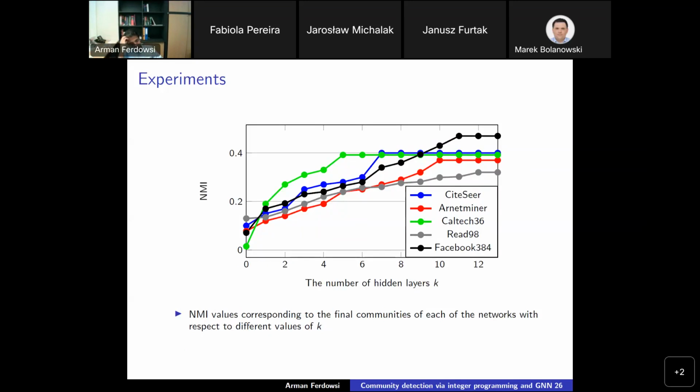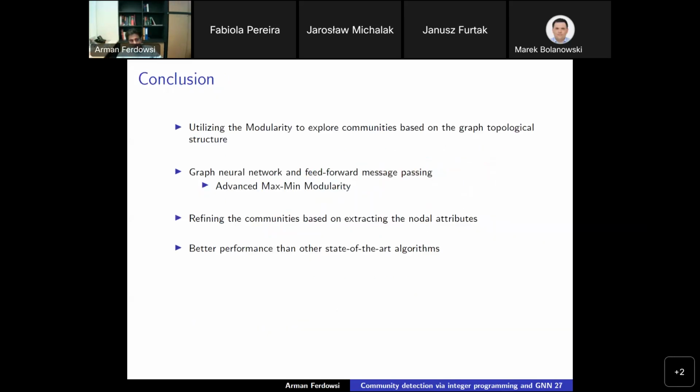It is clear that, first of all, maximizing the modularity alone, meaning only relying on the topological aspect and ignoring the nodal attributes, cannot lead to promising results. Furthermore, the positive effect of increasing the number of hidden layers is considerably notable. The greater the value of K, the more accurate the embedding vector representation becomes, due to more information diffused through the neighboring vertices. However, interestingly enough, from a certain point on, increasing K does not influence the quality of the communities, and this is primarily due to the fact that after a certain number of updates, each of the embedding vectors starts to converge.